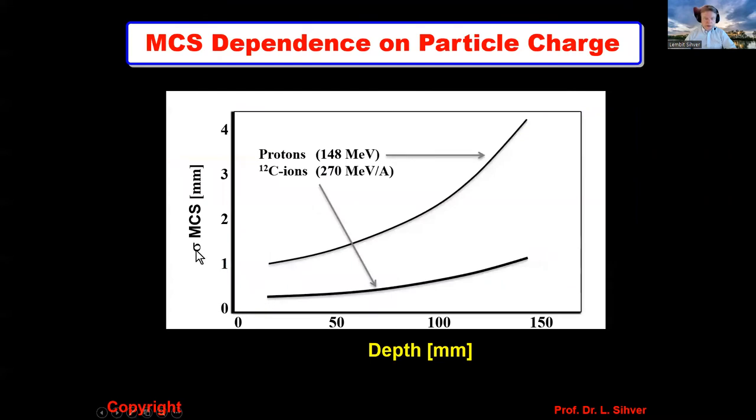So this is sigma multiple Coulomb scattering, and this is the multiple Coulomb scattering depending on the particle charge. Sigma multiple Coulomb scattering is a function of depth. The upper curve is protons, 148 MeV, and the lower is carbon 12, 270 MeV per nucleon. And we can see at the same depth, the carbon beams have significantly less multiple Coulomb scattering.